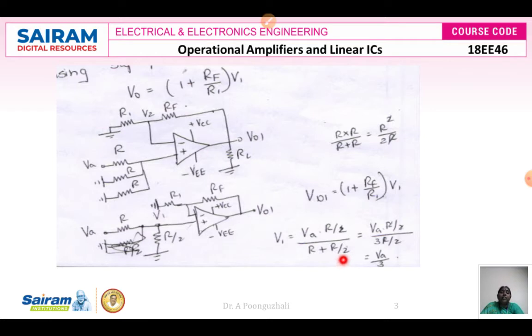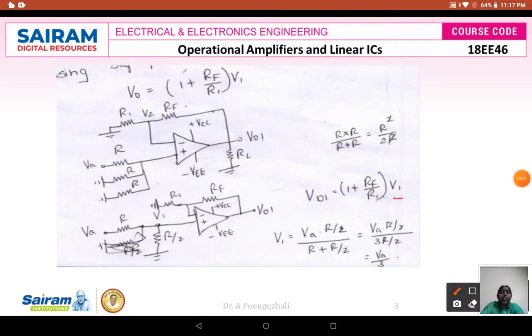If I take the LCM, it is going to be 3R by 2 in the denominator, and R by 2 in the numerator. This 2 and 2 get cancelled, R and R get cancelled. It is going to be VA by 3. So here V1 is equivalent to VA by 3, and V01 is nothing but 1 plus RF by R1 into V1. Substituting the V1 value, which is VA by 3, for one voltage VA I get my output voltage as 1 plus RF by R1 into VA by 3. Similarly, if I consider my VB voltage.